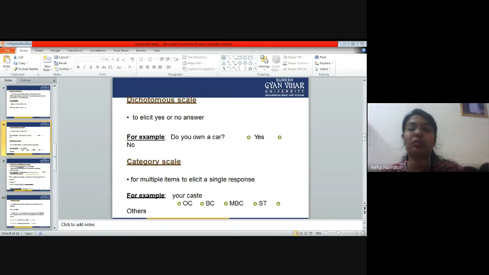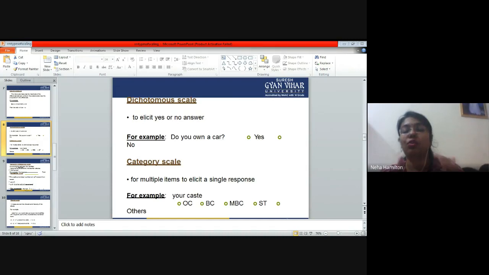Then we have category scale. Now, a category scale is used for multiple items to elicit a single response. So we want a single response, but we will give you different options. For example, your caste. It cannot be two castes. Your gender. It cannot be two genders. It has to be one gender. So these kinds of scales are called category scales. It can be your income. It can be your educational qualification. So category scales are basically used in demographic types of study.